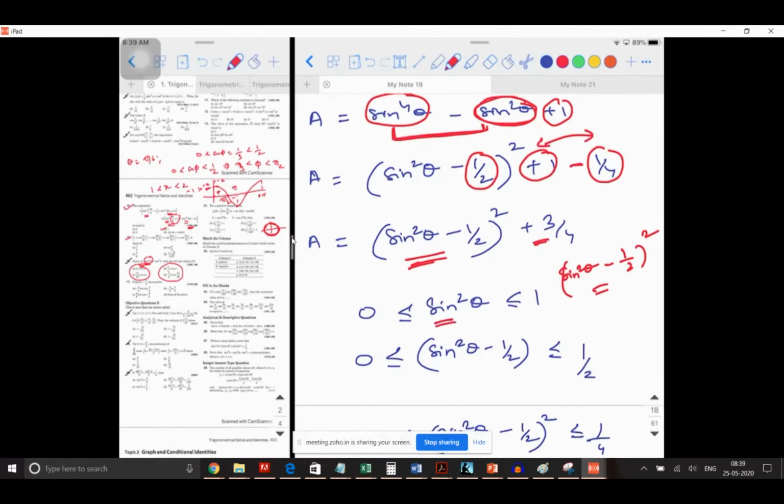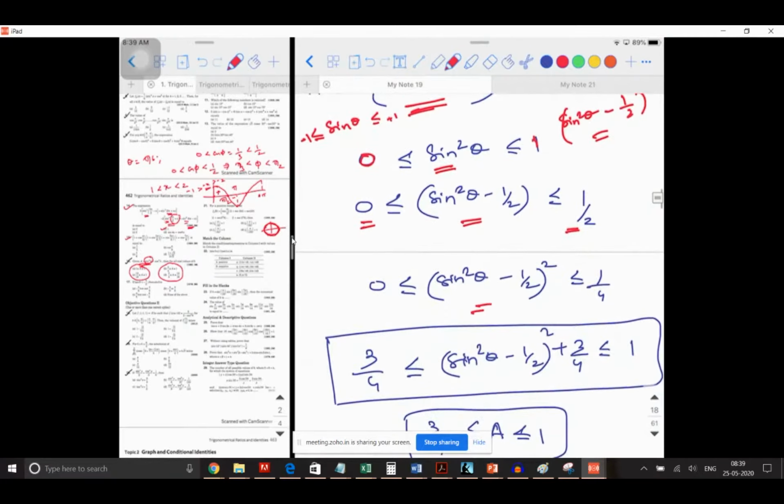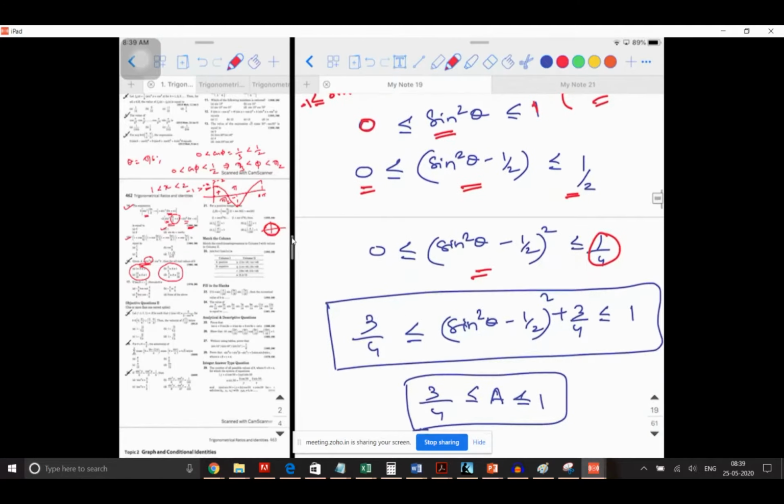So what I did is, we know that sine theta is going to lie between minus 1 to 1. Sine square will lie between 0 to 1. Then sine square theta minus half will lie between 0 to half. Then the square of it will lie between 0 to 1 by 4. Then if I add 3 by 4 on both the sides, that is what is going to be A. So when I add 3 by 4 on both the sides, you'll get it is between 3 by 4 and 1. That's the required answer.